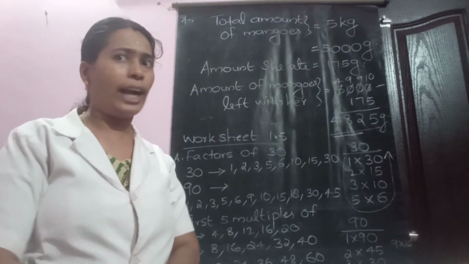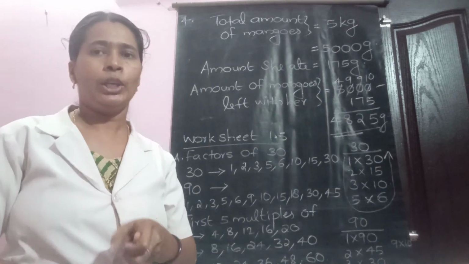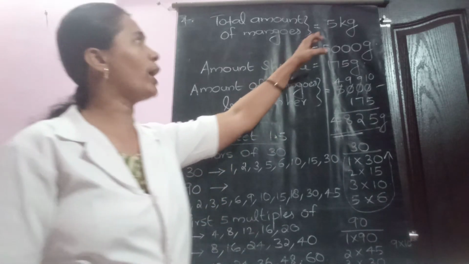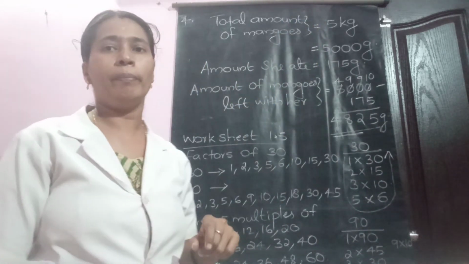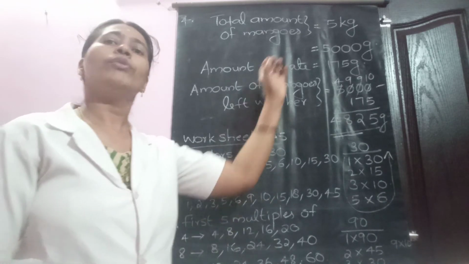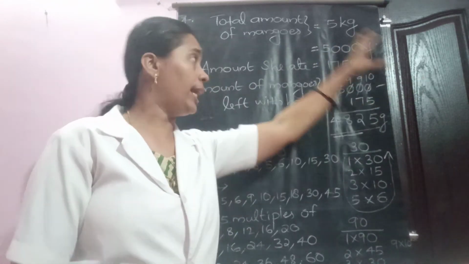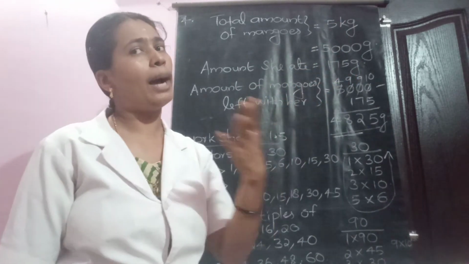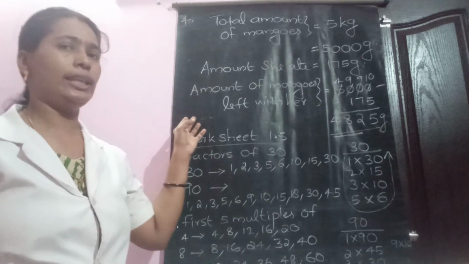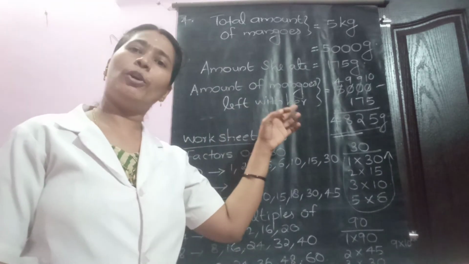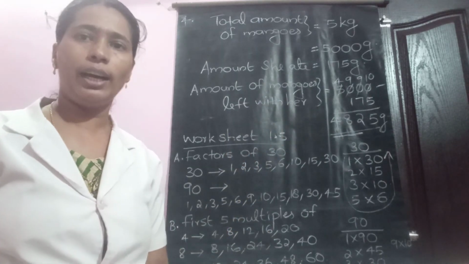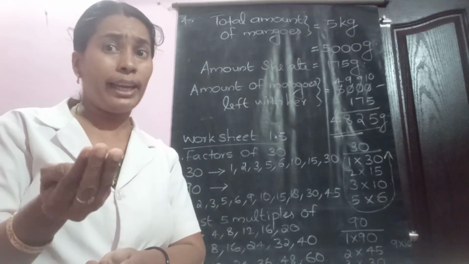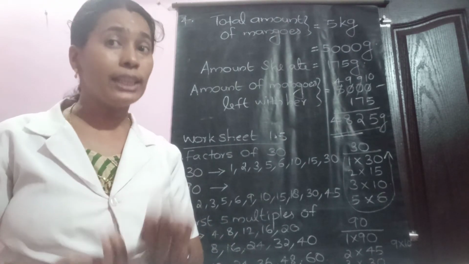So what we do? I told you, different units we can't do anything. We want to make it into the small unit. So how do you convert 5 kg to gram? 5 kg equals 5000 gram. Among 5000, she ate 175 gram only. So our question is, what is the amount of mangoes left with her? Among this 5000 gram, she ate only 175 gram. So what is remaining with her?